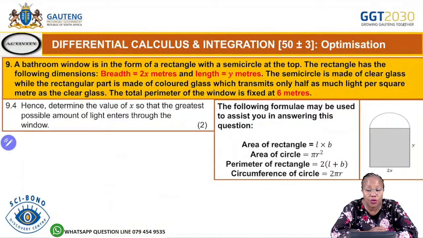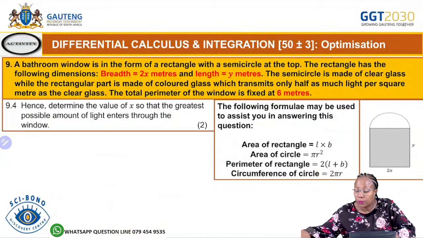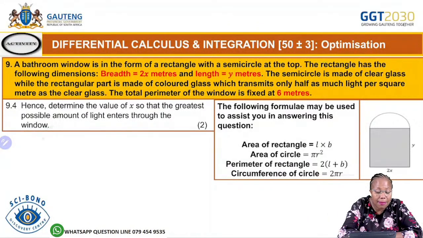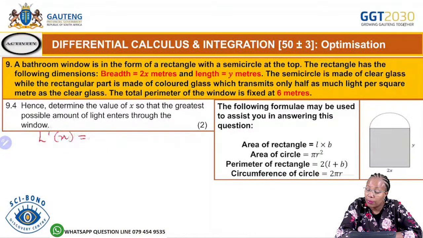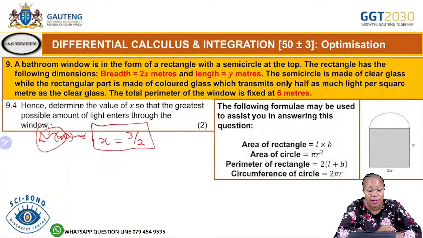Now the next question, grade 12, which is our 9.4. It says, hence determine the value of x so that the greatest possible amount of light enters through the window. Remember the maximum light entering the window is using the derivative. We have already done that. There's no need to repeat. We have calculated the value of x previously. After deriving, we end up with x is equal to 3 over 2. Do you still remember? We derived, let it equal to 0 and solve for x, and ended up with x equal to 3 over 2.